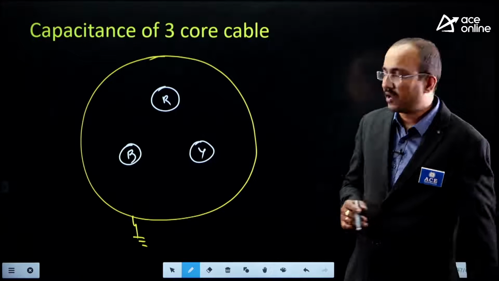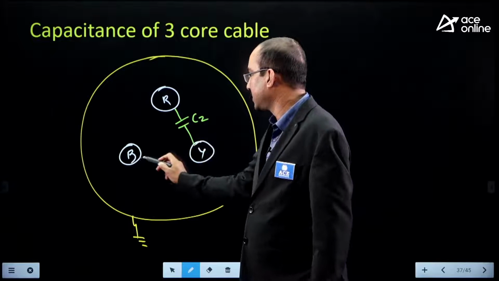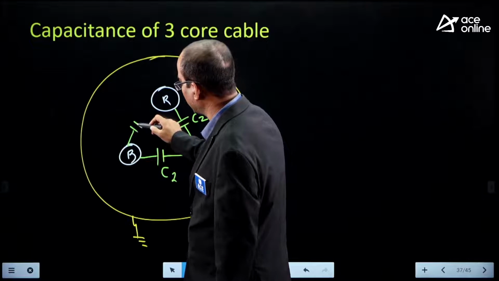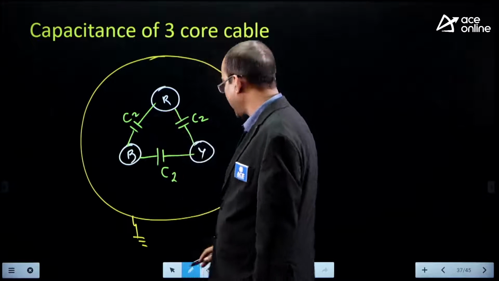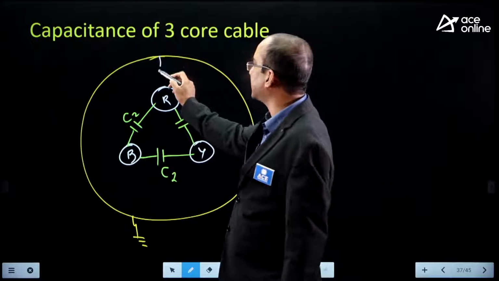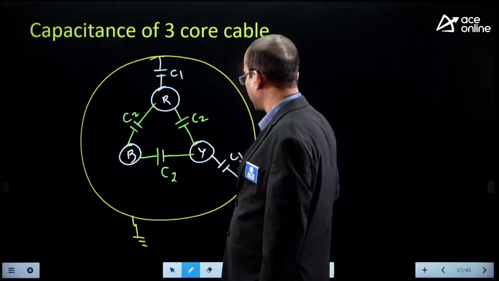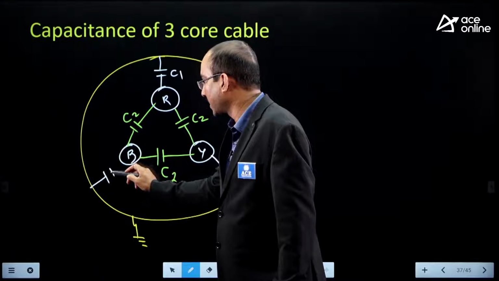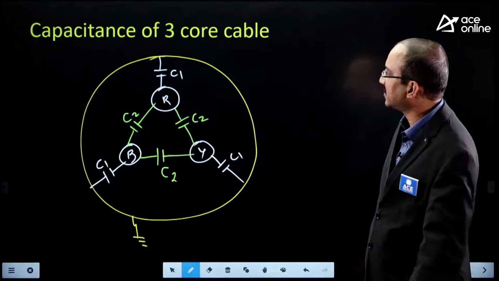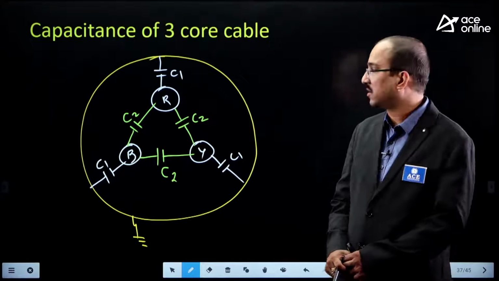First of all, there will be core to core capacitance. The C2 is nothing but core to core capacitance. And apart from core to core capacitance, there will be core to sheet capacitance. This is C1. Core to core capacitance exists as well as core to sheet capacitance. Now, how do you calculate the capacitance per phase here?